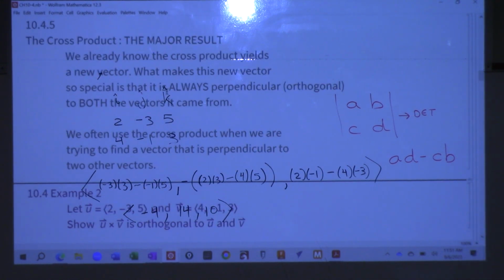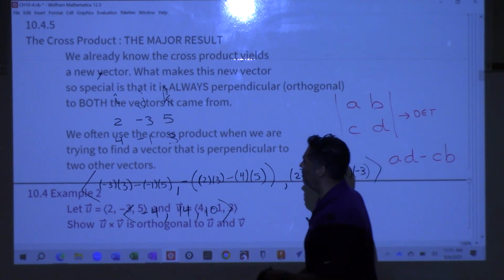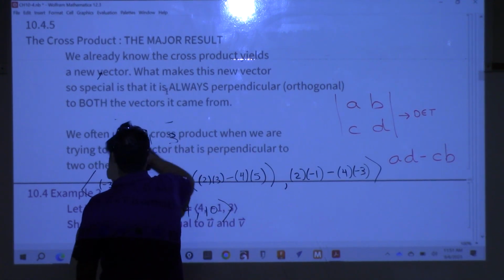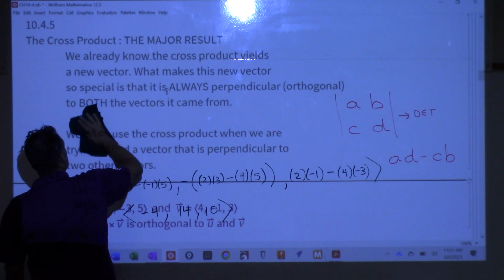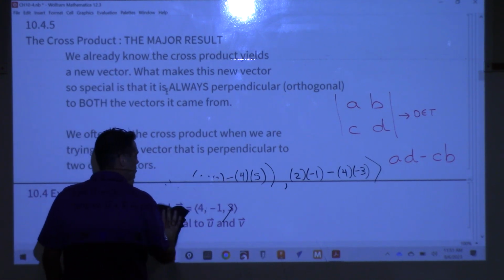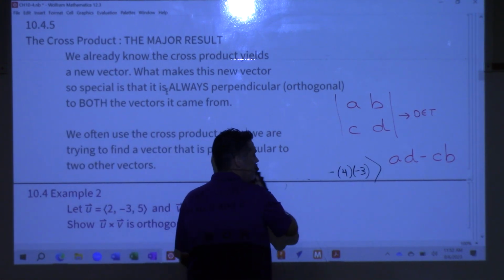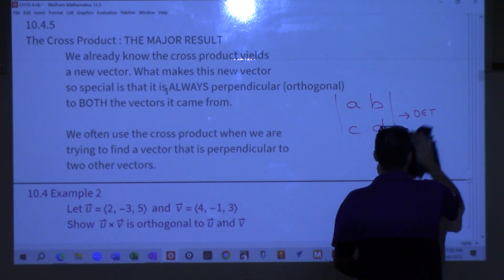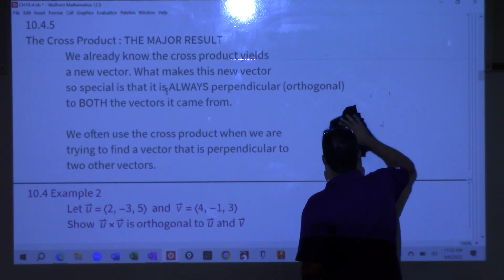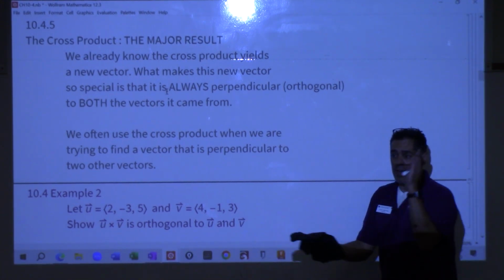Okay, now, what is the cross product? Like, what is it, right? It's a vector. We know that the dot product was useful because of that theorem, right? The theorem told us that if you get 0 for the dot product, the vectors were orthogonal.